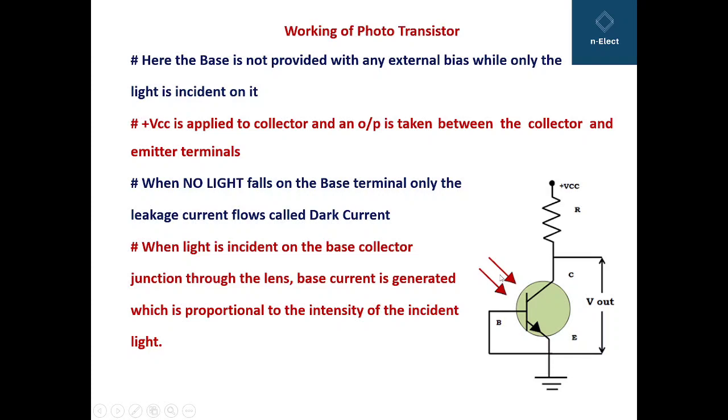When no light falls on the base terminal, only the leakage current flows and that current is termed as dark current. When light is incident on the base collector junction through the lens, base current is generated, which is proportional to the intensity of incident light.